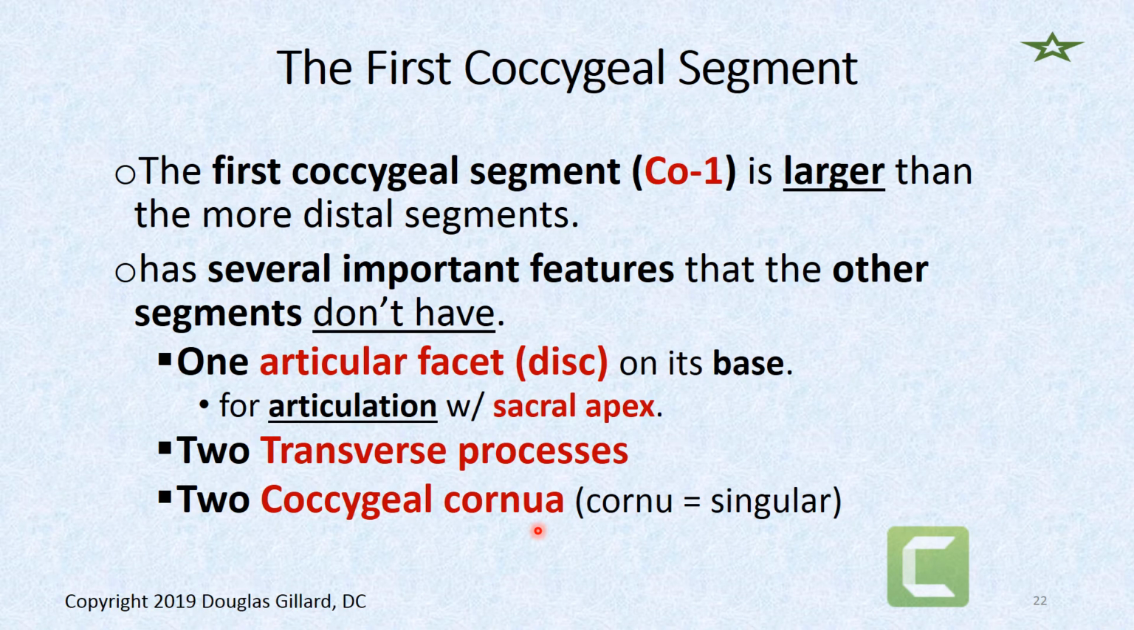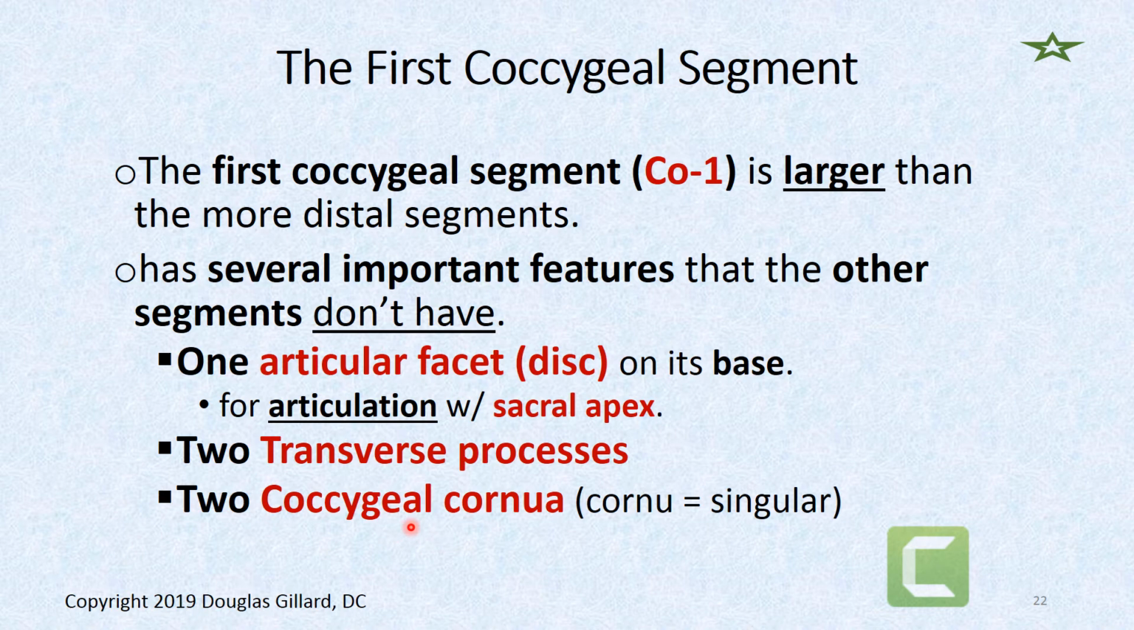Okay, when we talk about the coccyx, the only one that's really worth mentioning individually is the first coccygeal segment. And it's larger than the other ones, and it even has some transverse processes. It even has some makeshift superior articular processes that we can look at. It has an articular facet on its base where it articulates with the sacrum, two transverse processes, and it has these little prongs sticking up, which are rudimentary superior articular processes.